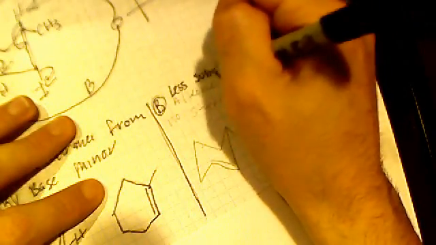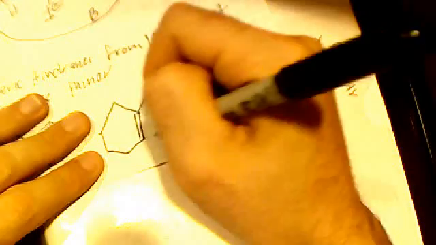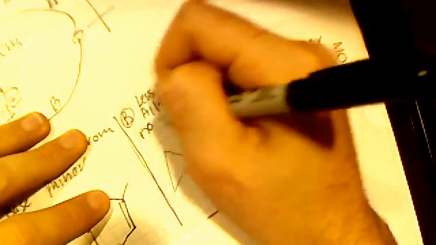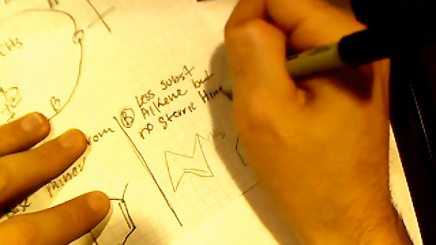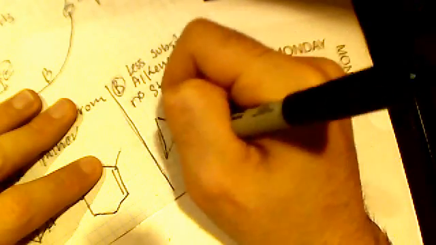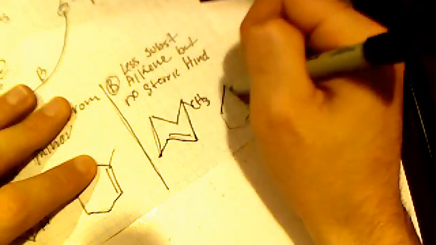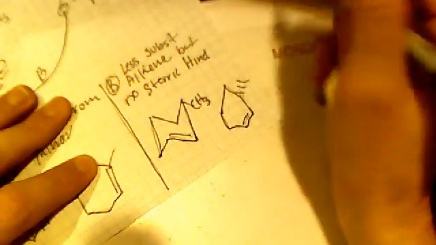And then route B, you get a less substituted alkene, right? This is a more substituted alkene. It has 1, 2, 3, but no steric hindrance. Right, less substituted, no steric hindrance.